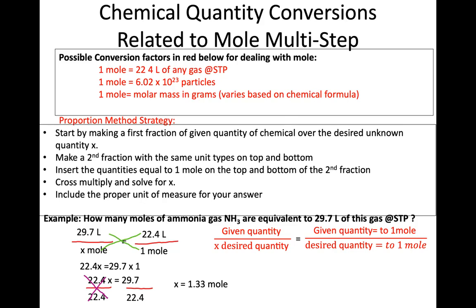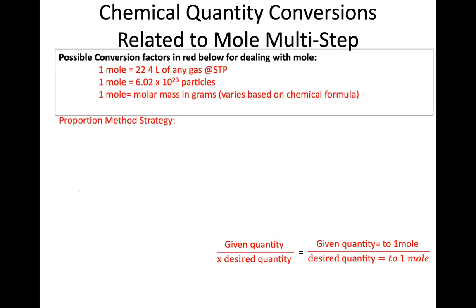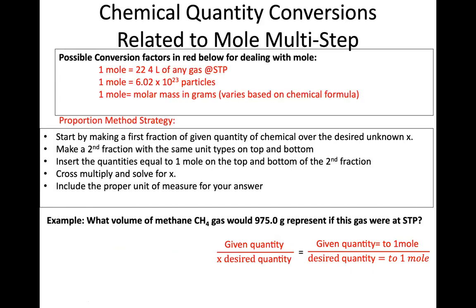Let's take a look at a second given and desired example. So in this example, it is given a gram quantity, grams of the chemical called CH4. And what it wants is a volume quantity. What volume of methane? So we'll start by setting up our given in grams of CH4 over our desired X liters, because it asks for a volume. Remember the labels for the numerator and the denominator have to match.